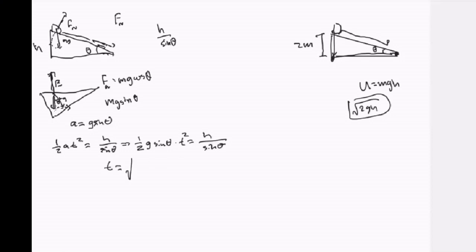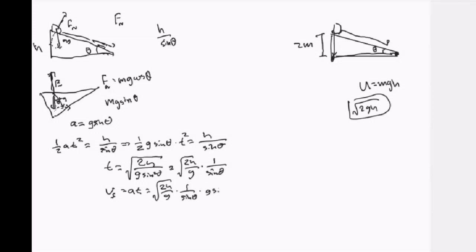t is going to equal the square root of 2h over g sine squared theta, or we can write this as root 2h over g times 1 over sine theta. And our final velocity is then just at. We multiply this by our acceleration, which is g sine theta, and we will get root 2gh, which is the same as here, as expected.